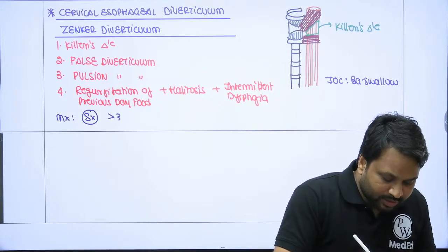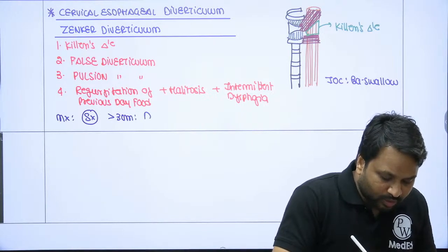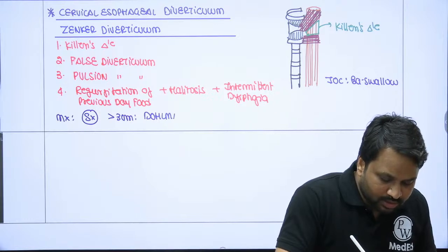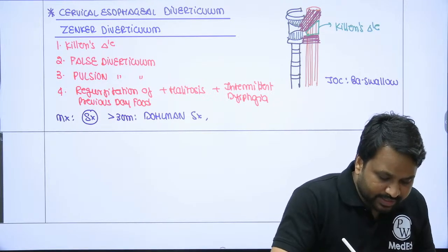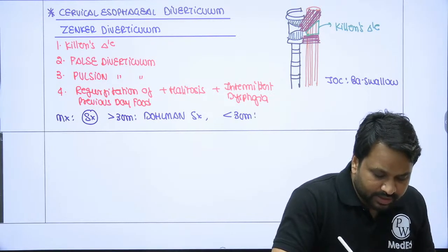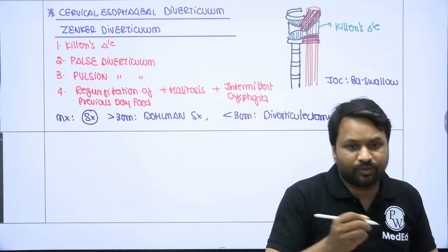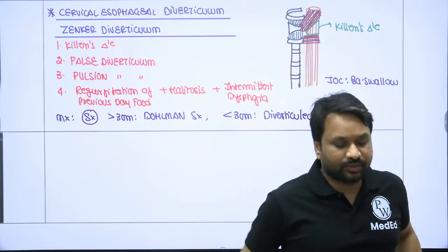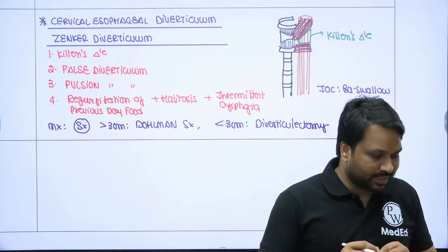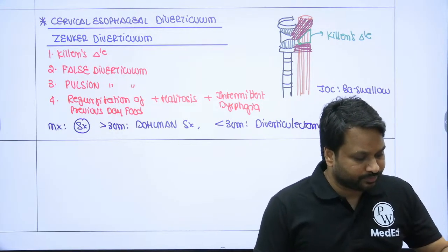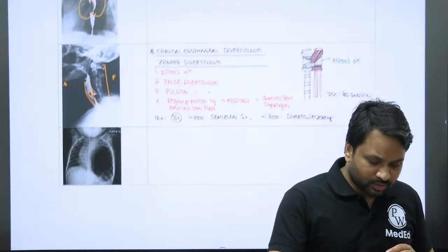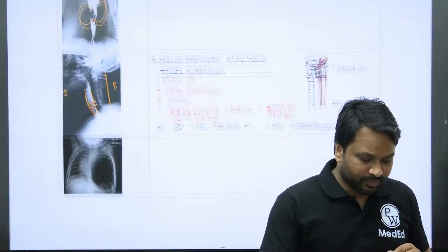If it is more than 3 centimeters in width, then you have the endoscopic Dohlman surgery. If it is less than 3 centimeters, then you have to perform a diverticulectomy, right? So this is with respect to Zenker's diverticulum.